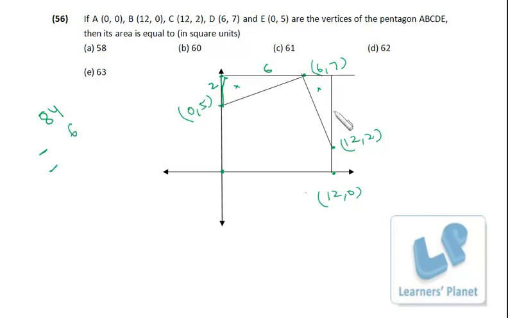Similarly, I can deduct the area of this triangle. So this length from 2 to 7, this is 5. From this point to this point, it is 6. The entire length is 12, that means this remaining part is 6, right? So the area of this triangle will be half of 6 into 5, that is half of 30, that is 15. So 84 minus 21, that is 63 will be the answer.